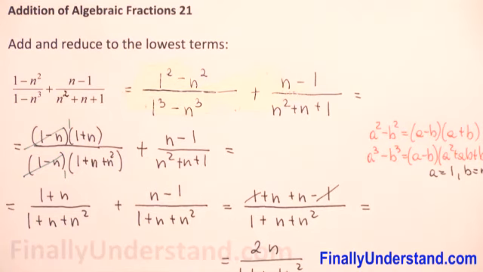This is my solution. We cannot reduce anything because we cannot factor n out of the denominator, and here we have 2 times n. So this is my solution.